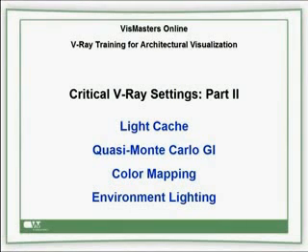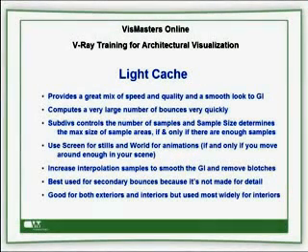Okay, now I just want to summarize what we covered in this module, Critical VRay Settings Part 2. There were 4 major concepts: light cache, quasi-Monte Carlo GI, color mapping, and environment lighting. With the light cache, we saw that it provides a great mixture of speed and quality, and the primary reason it can do this is it can compute a very large number of bounces very quickly, and that helps to add to the smoothing look to the GI, which it provides much better than the irradiance map and quasi-Monte Carlo GI.